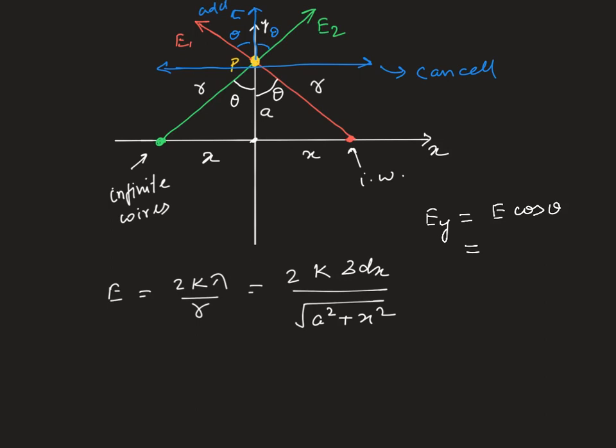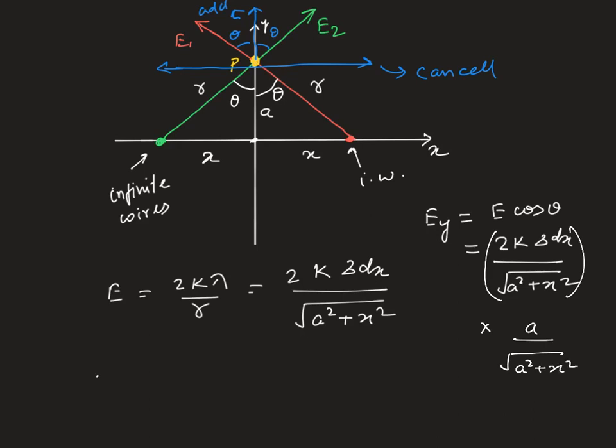E cos theta will be 2k sigma dx upon root under a squared plus x squared. Now what is cos theta here? You can see that a is the base and r is the hypotenuse, so cos theta is a upon root under a squared plus x squared, and this entire term is multiplied with it.